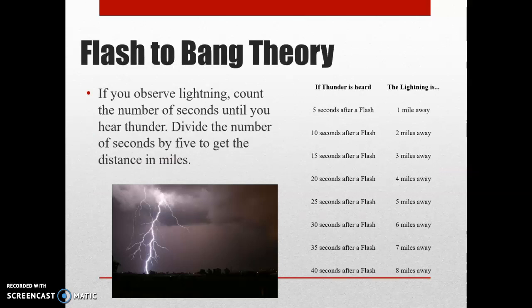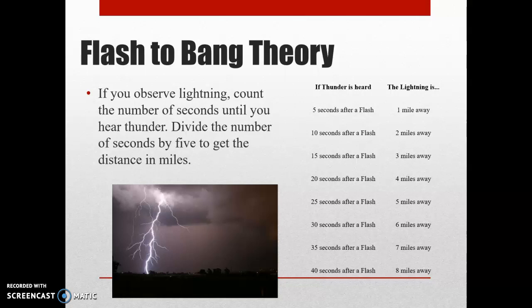So we also have something called the flash to bang theory that helps protect against lightning strikes. Some of you may have heard of this before. Luckily, we don't have a lot of thunderstorms, not a lot of lightning here either, but every once in a while we do have to stop a competition due to lightning. So if you observe lightning, the way to perform the flash to bang theory and find out how far away the lightning actually is, you have to look at the lightning and then count until you hear the thunder afterwards.